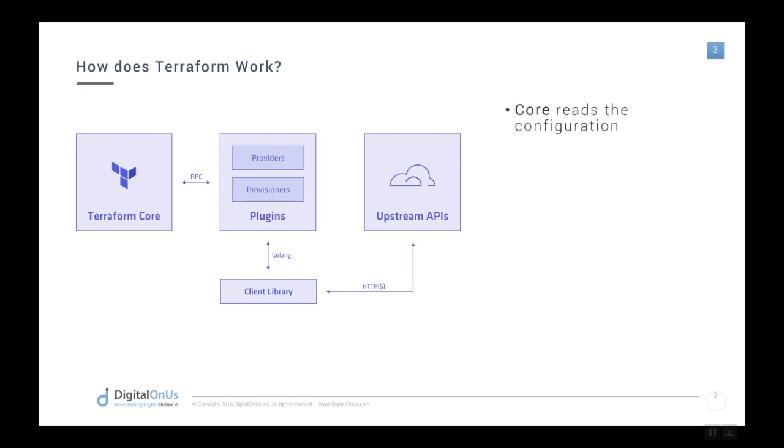The first part is the core. The core is responsible for reading the configuration and building the dependency graph. It relies on modern graph theory for managing dependencies and adhering to ordering.